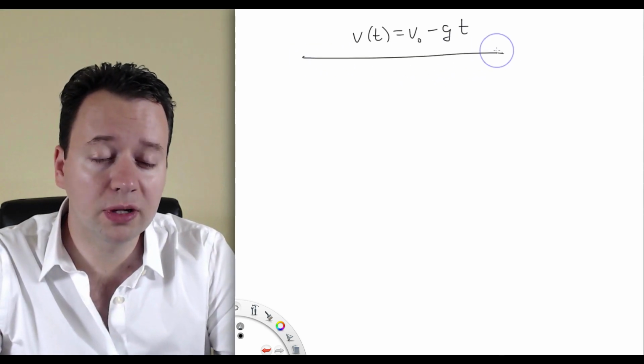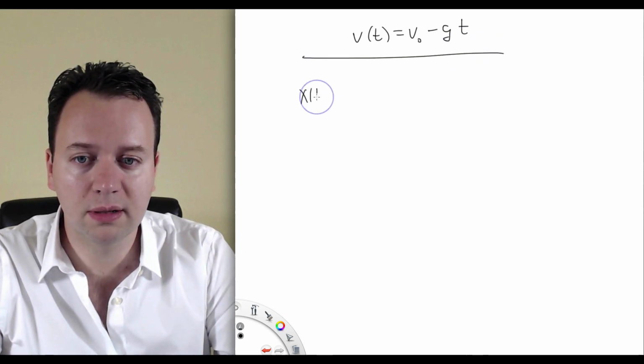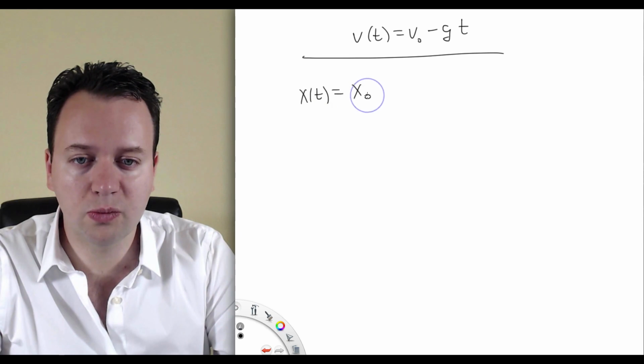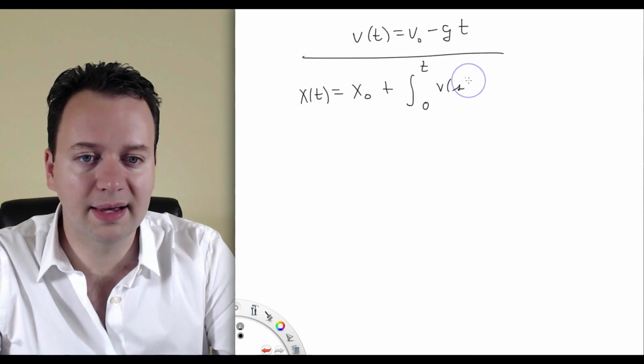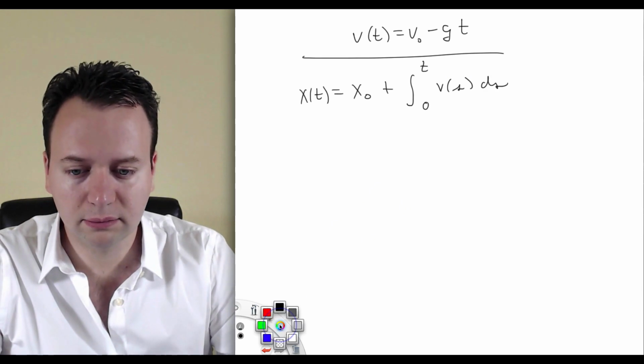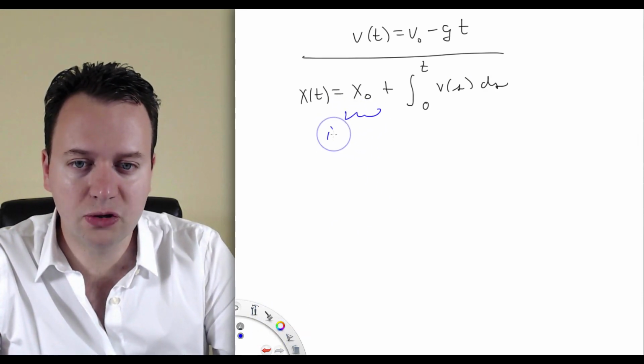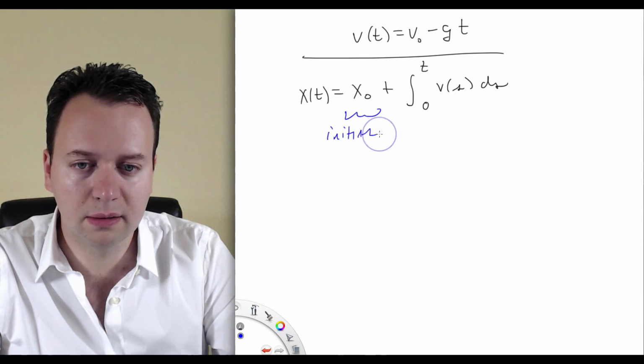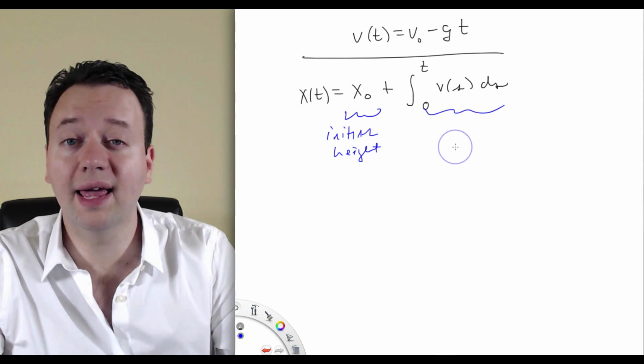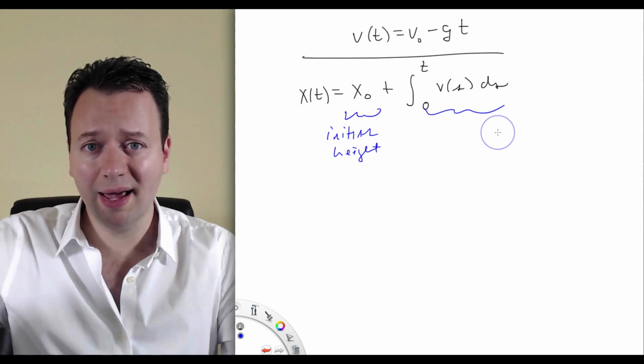Now we do the same trick to find the position. So the position is going to equal the initial position plus the integral from 0 to t of v of s ds. So this corresponds to my initial height of the particle. And then this, the antiderivative for the velocity is just the height or the position.